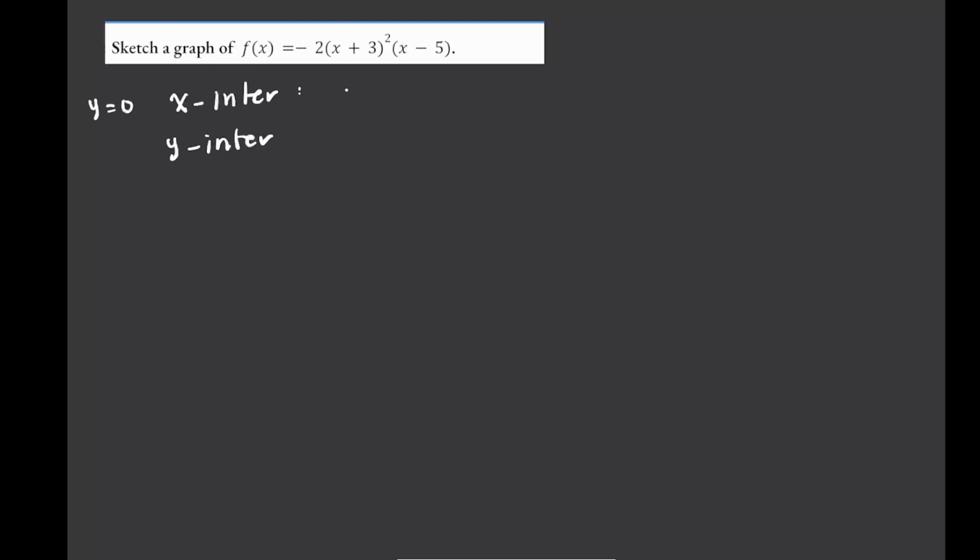So I'm going to set this equal to 0: negative 2 times (x plus 3) squared times (x minus 5). Now I know that x is equal to negative 3 and x is equal to 5. Also for my short run behavior, I need to know how my graph is going to behave around these x-intercepts. Notice at x equals negative 3, I have a power of 2.